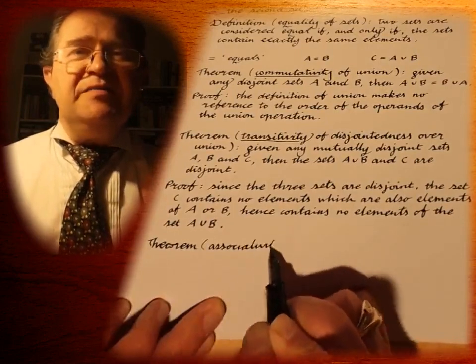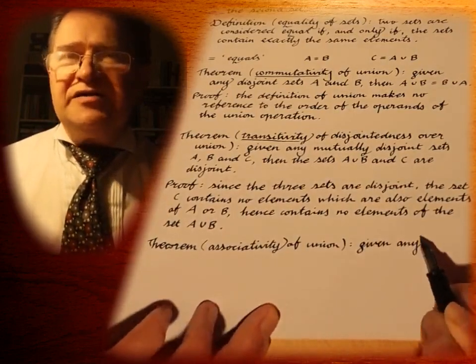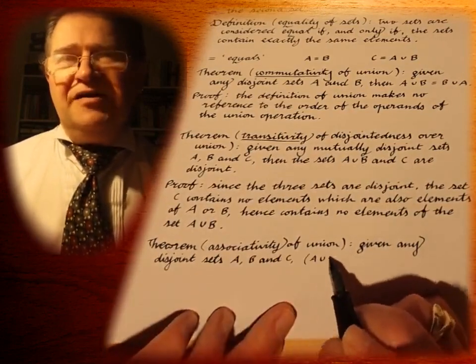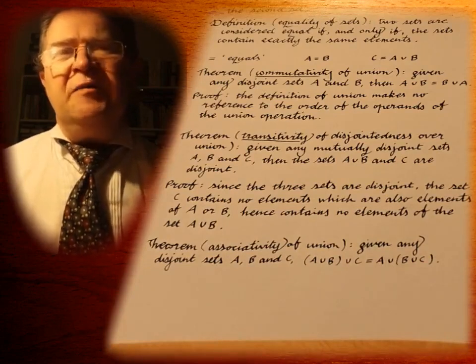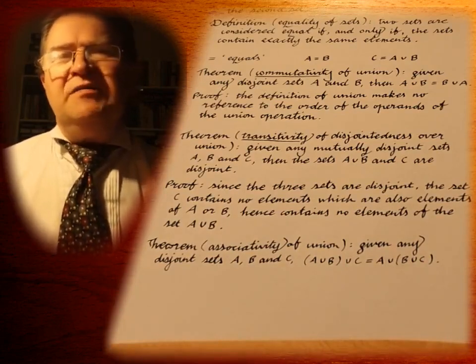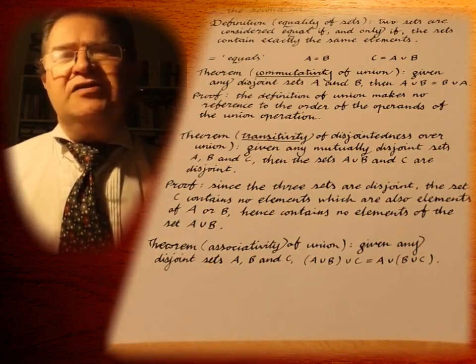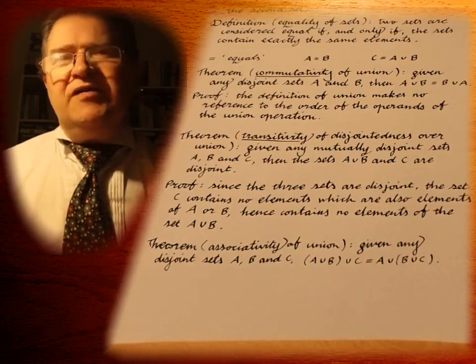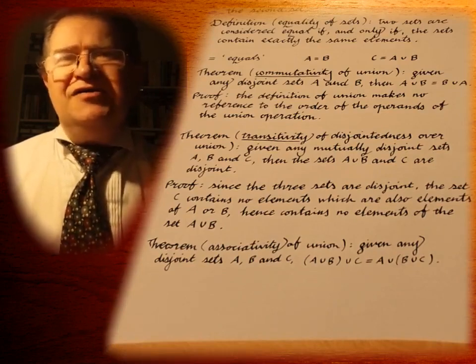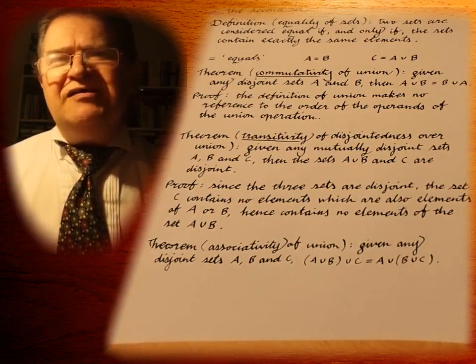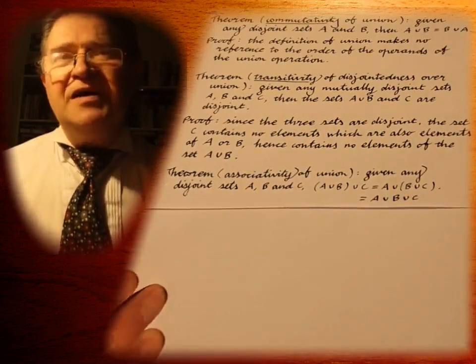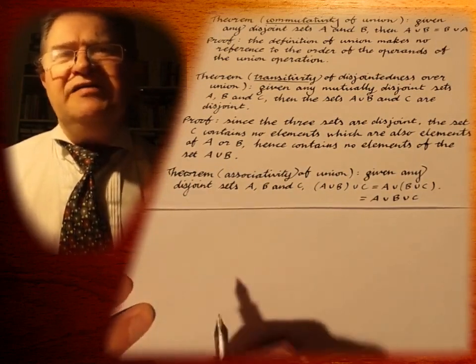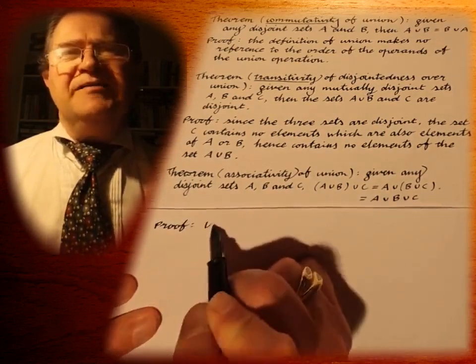Given any disjoint sets A, B and C, then A union B, union C is equal to A union B union C, with parentheses in different places. Note how we use parentheses here to force the order of operations. On the left-hand side we form A union B and then take the union of the result with C, while on the right-hand side we form the union of B and C and then take the union of the result with A. The upshot of this theorem is that the parentheses are in fact unnecessary. We can just write A union B union C without ambiguity. It doesn't actually matter what order the sets appear in or what order the operations are applied in.